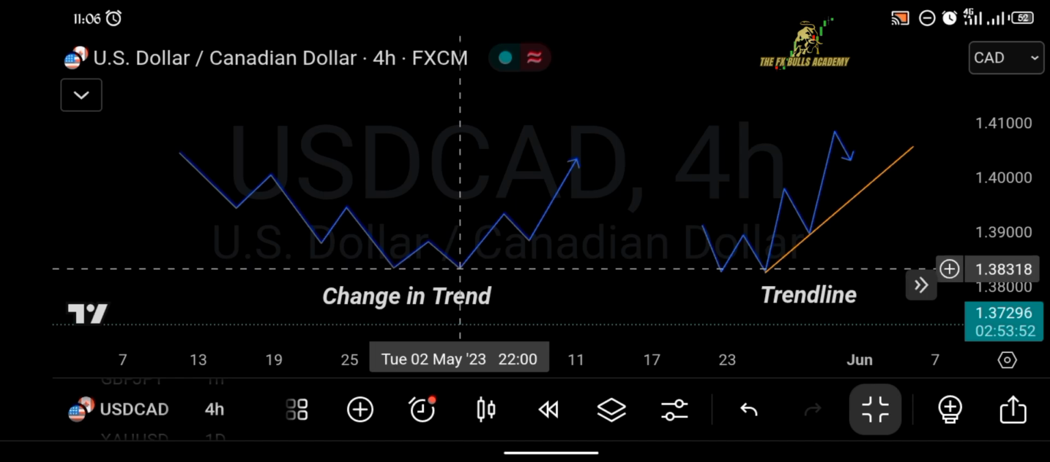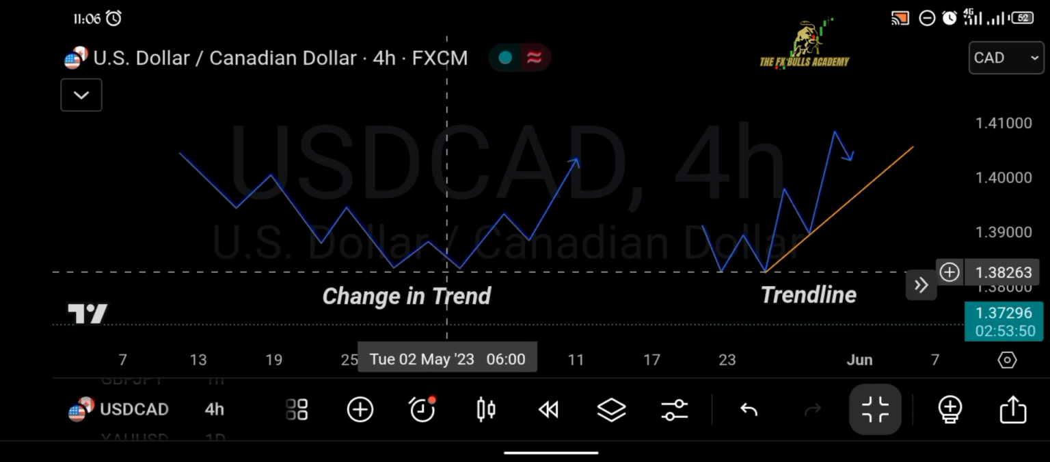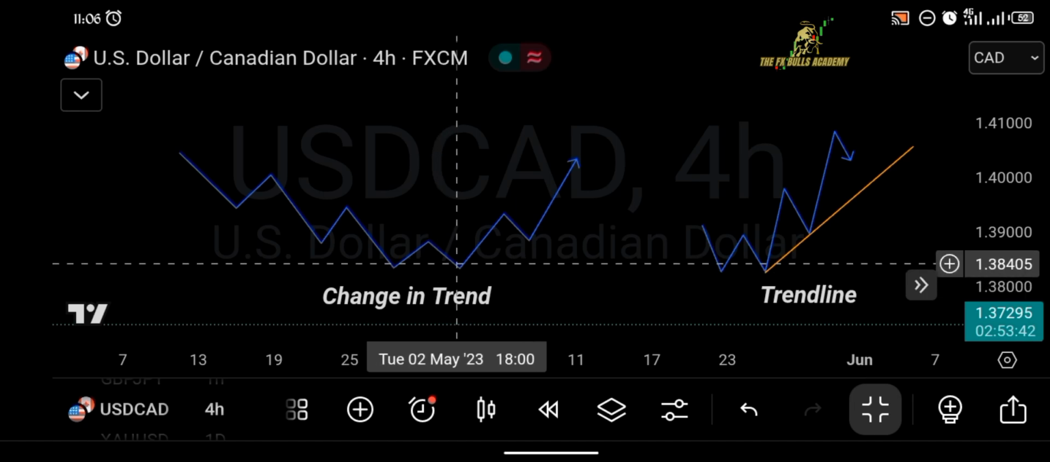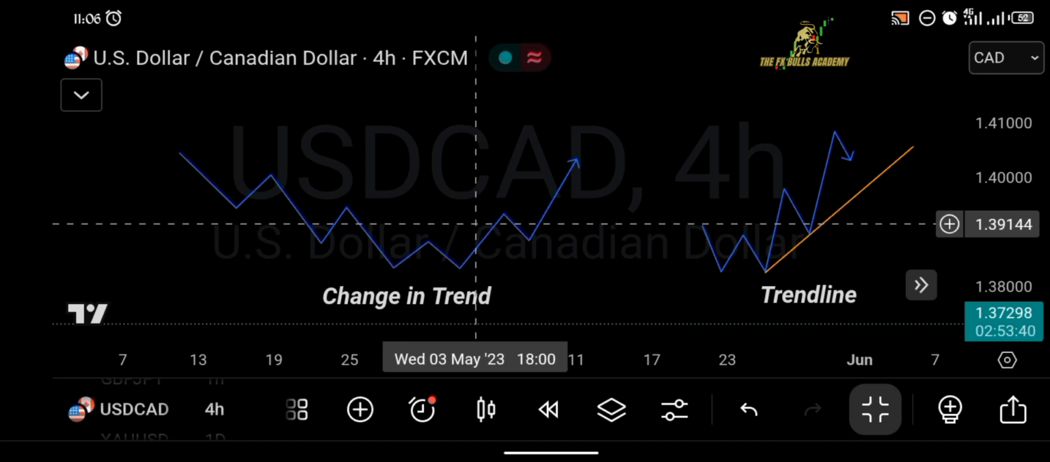So what price did was give us a chart pattern. It gave us a double bottom chart pattern. Immediately it gave us the double bottom chart pattern and started pushing up. And now let me tell you guys, to know that the trend has changed, you must have at least two highs or two lows for you to know that yes, this trend has changed.